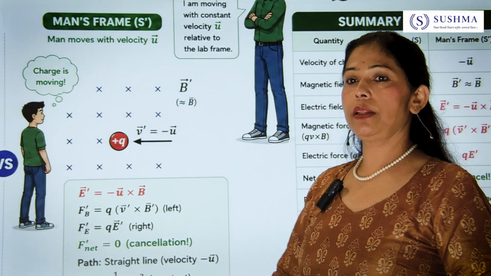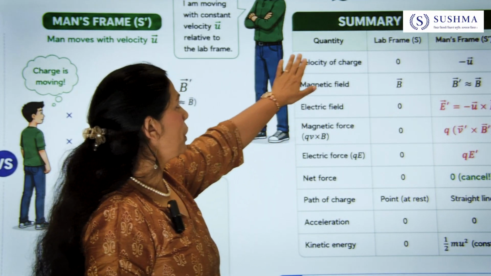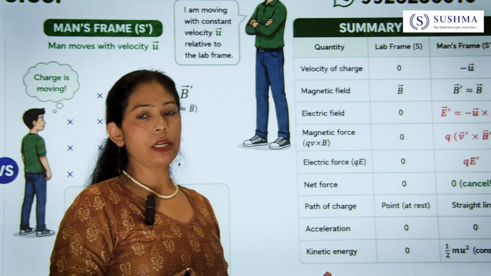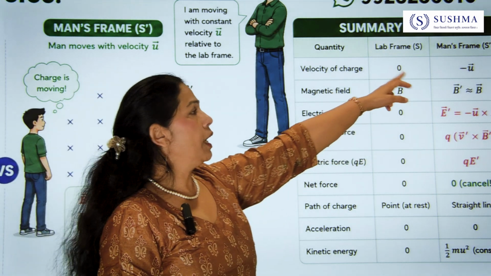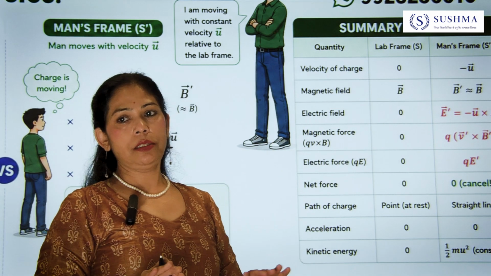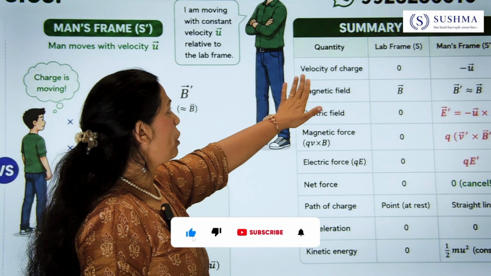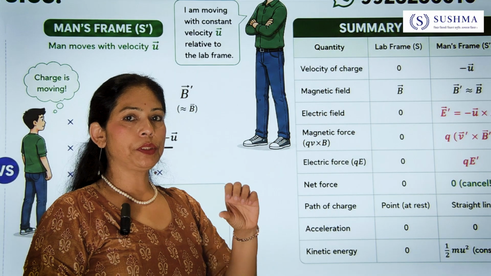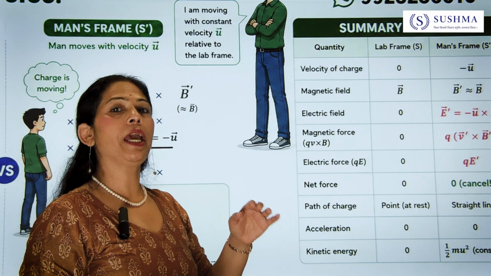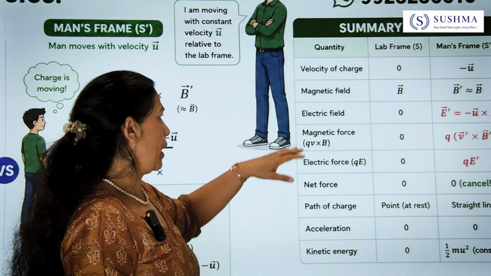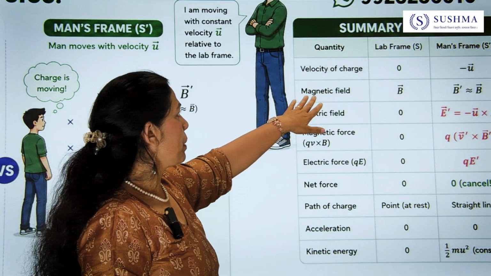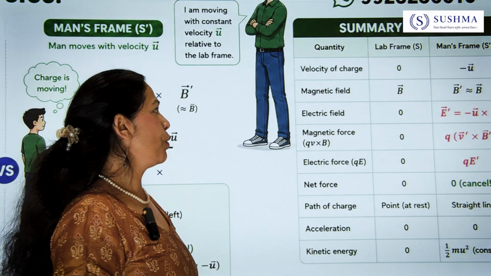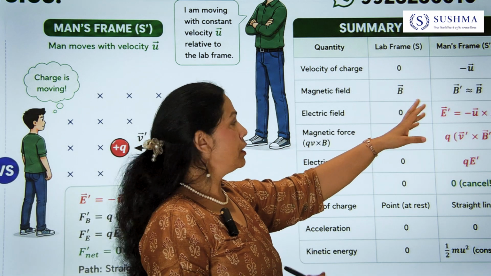Now let's try to compare these two together. I hope you are able to see it properly. One is the lab frame and another is the man's frame. In the lab frame, no one is moving; the charge is not moving, the person is also not moving. In the man's frame, the man is moving but the charges are not moving, right? So what happens to the velocity of the charge? In the lab frame it is 0, in the man's frame it is minus u, because it is opposite. The observer is moving, and hence it feels that the charge is moving in the opposite direction. In the lab frame, magnetic field is B, electric field is 0, magnetic force is 0, electric force is 0, and net force is 0.